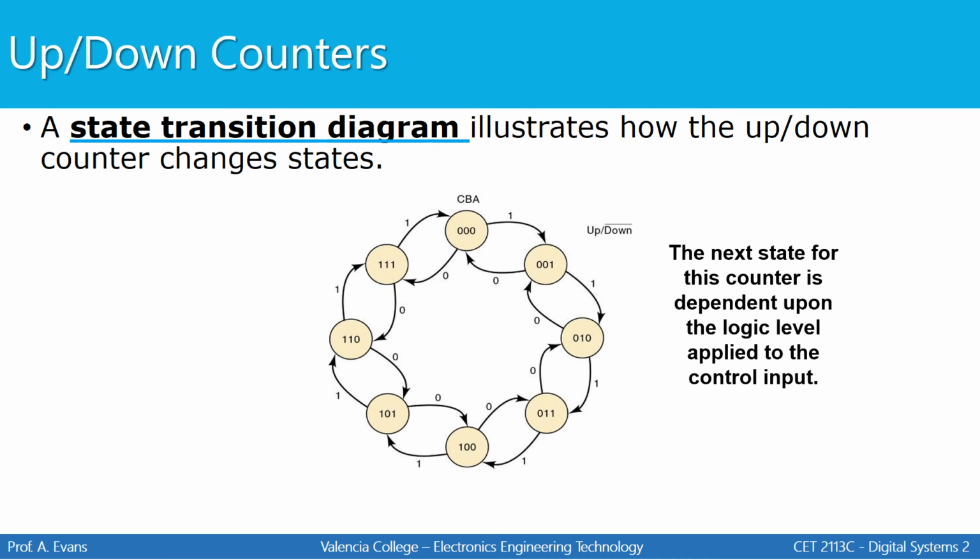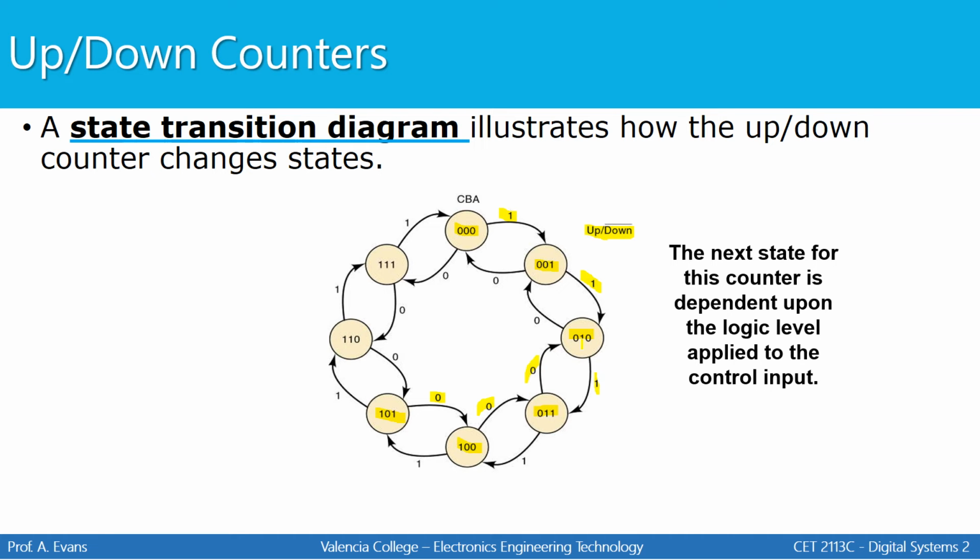A state transition diagram illustrates how the up-down counter changes states based on the input from up-down. When up-down is a 1, like here, we count up. We go from 0, 0, 0 to 0, 0, 1 to 0, 1, 0, and so forth. When up-down is a 0, like here, we count down. For example, we might go from 5 to 4 to 3 to 2, and so forth.